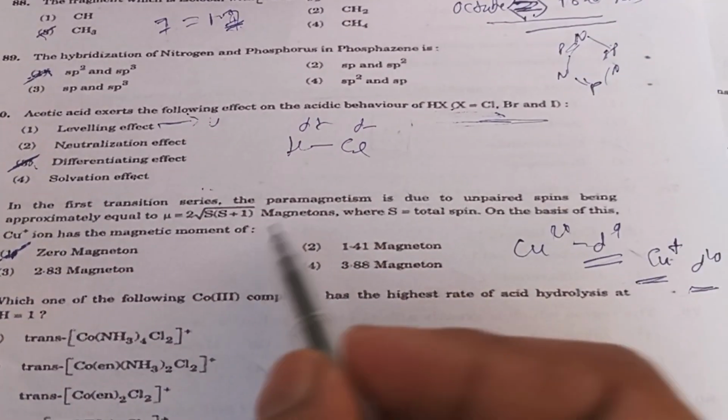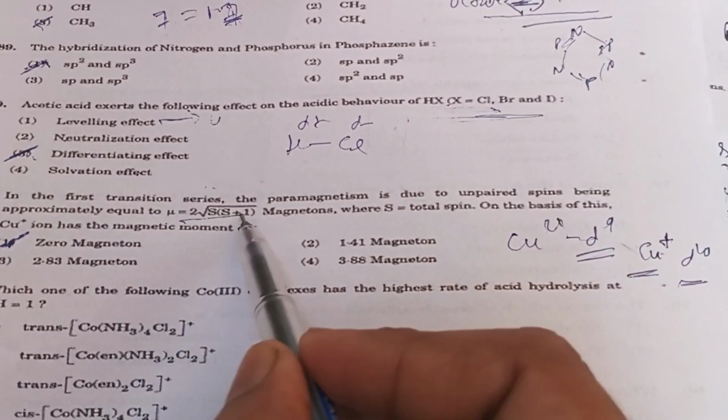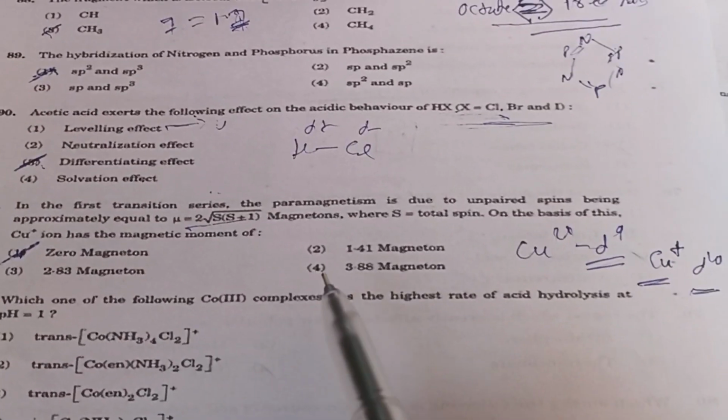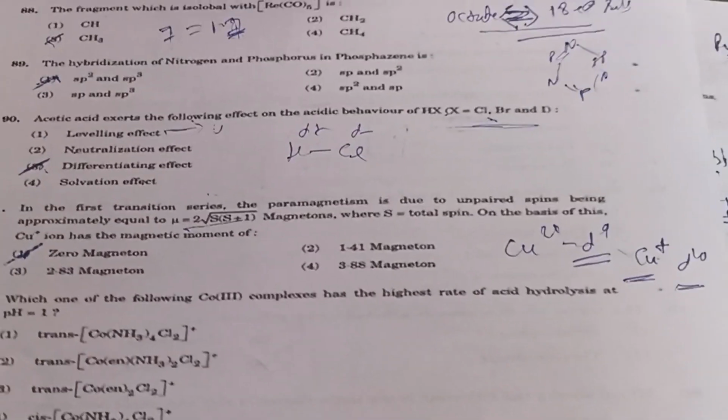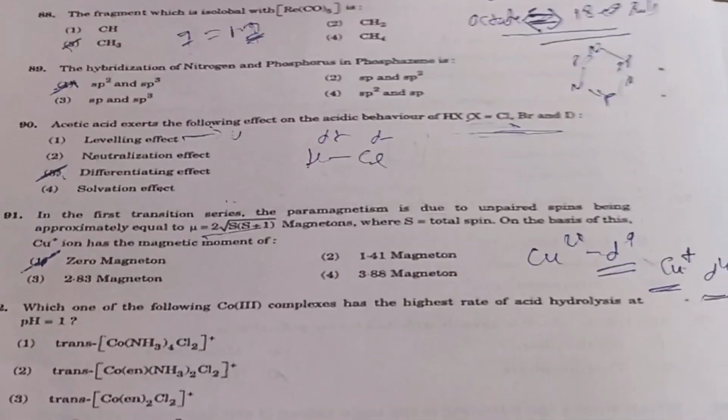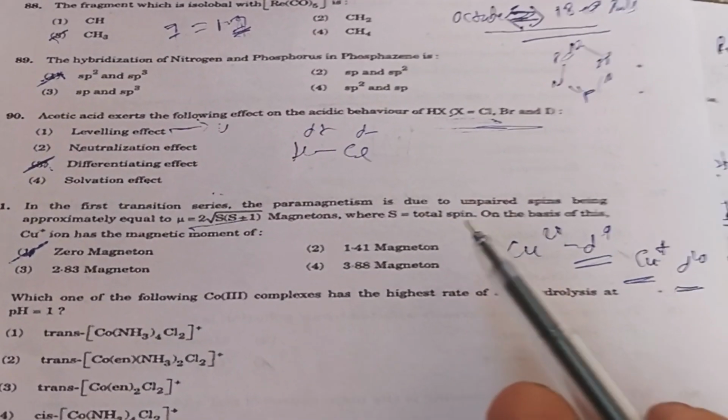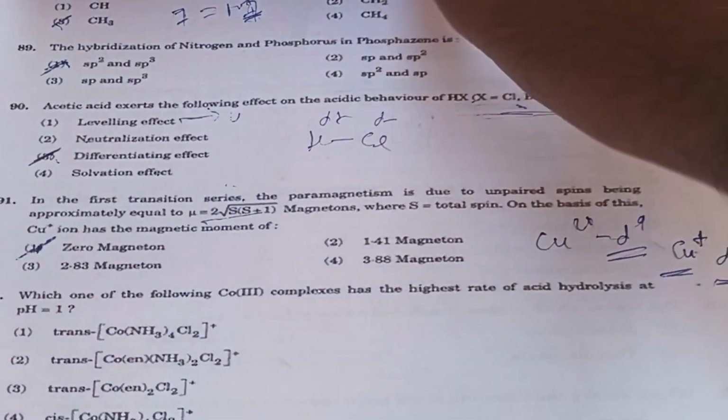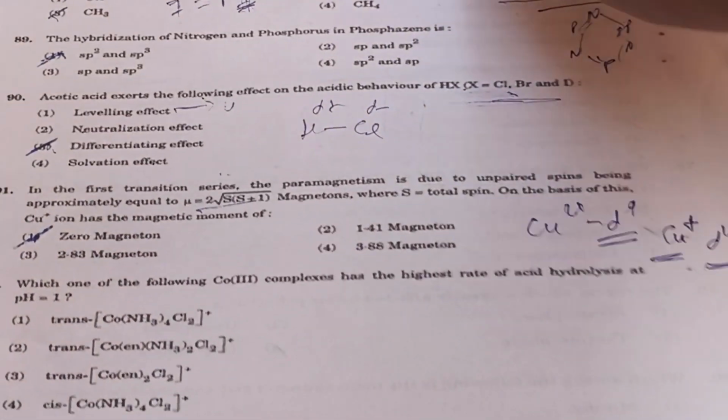There is no need to calculate all this, since they have given the formula. There is no need to calculate here, because it is a d10 system, completely filled, so there will be zero magneton only, right?